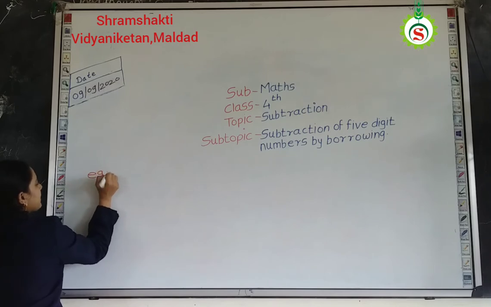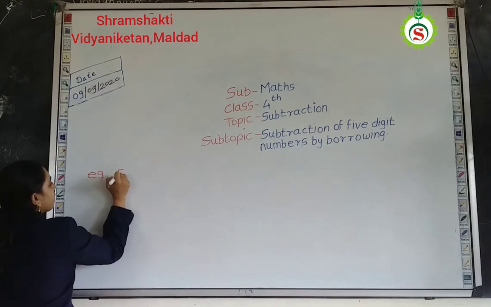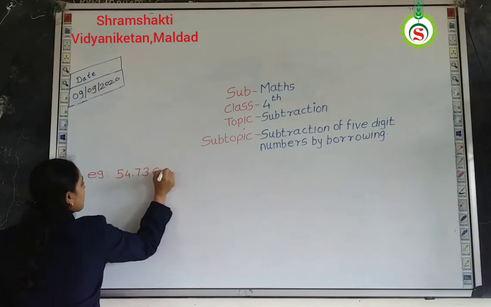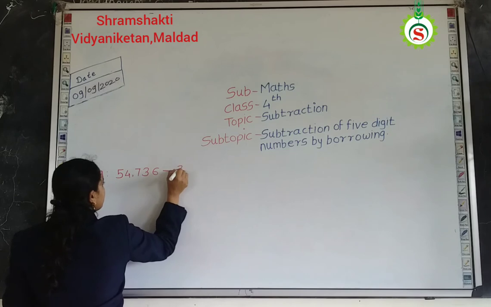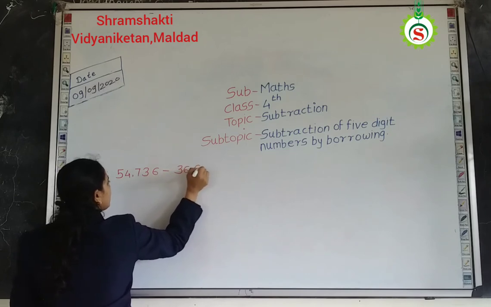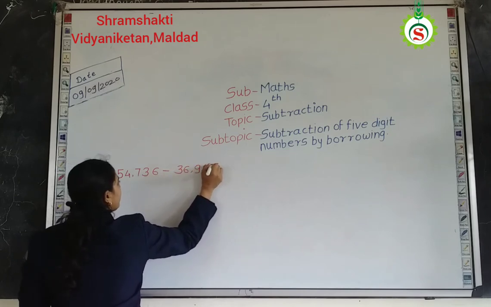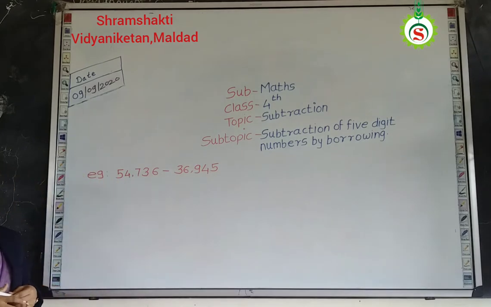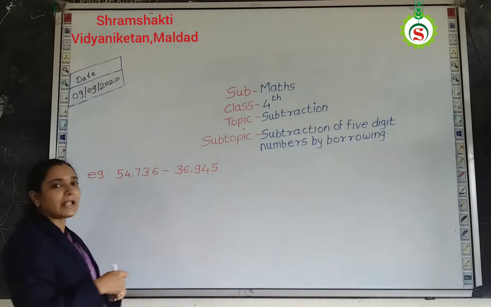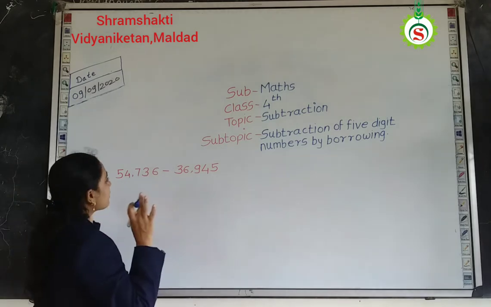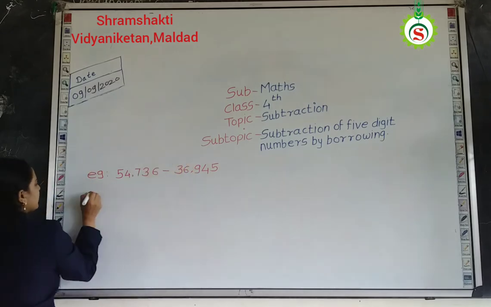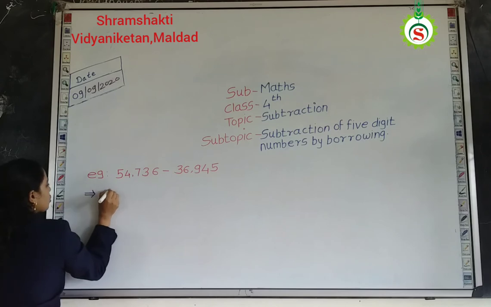Suppose the example is 54,736 minus 36,945, and we have to solve this example. How do we solve this example? See here, compared to subtraction of 4-digit numbers, subtraction of 5-digit numbers is very simple. So see, solution.